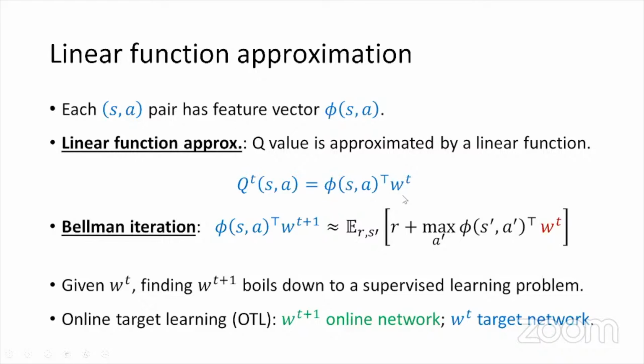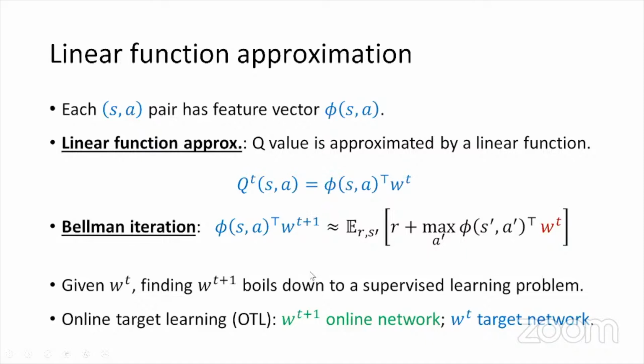Okay. In this context, Bellman iteration turns out to be a linear regression problem where we are trying to find a vector wt plus 1 such that phi transpose wt plus 1 is approximately equal to this expectation where we have wt on the right hand side, and we want this to hold for every s, a, right? And that's the reason we are saying that if we are given wt, we can evaluate the right hand side by using transitions from the MDP and then use it to evaluate wt plus 1 on the left hand side, and that's why this boils down to a supervised learning problem.